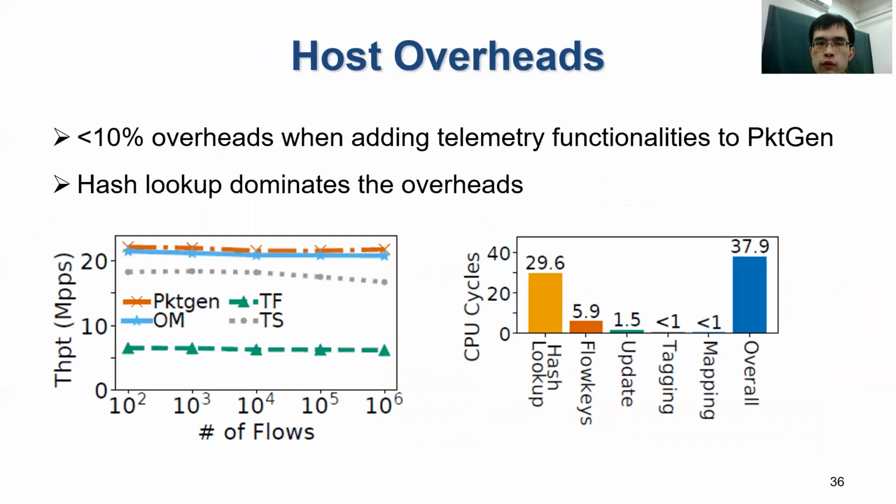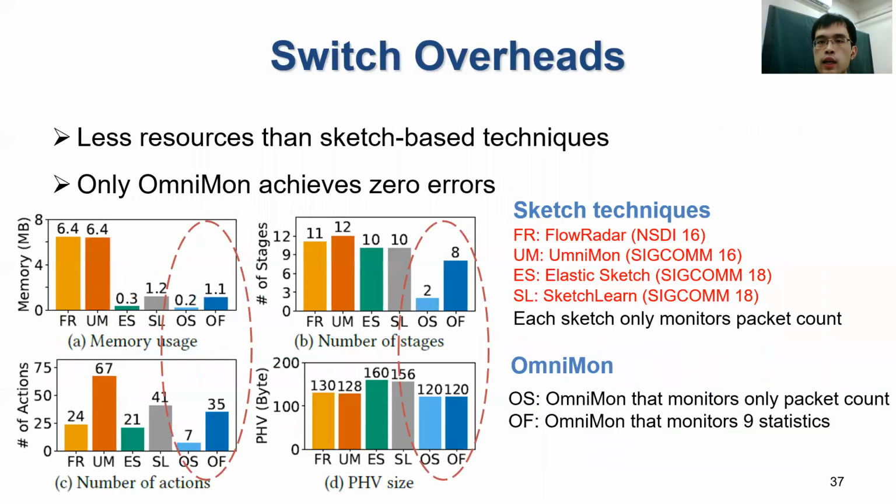We first measure the host overheads. We compared OmniMon with packet-gen that is also implemented by DPDK. Since packet-gen has no monitoring functionality, we use it as the baseline to measure the overheads of OmniMon. In the left figure, we can see that even when we add the end-host monitoring functionality of OmniMon, the throughput drop is less than 10% compared to the original packet-gen. In the right figure, we profile the overheads. We find that most overheads come from hash lookups, but the overall CPU resource spent on each packet is less than 40 cycles.